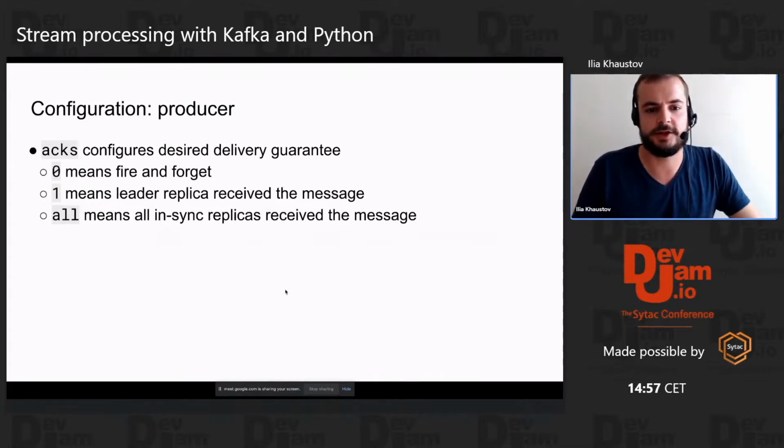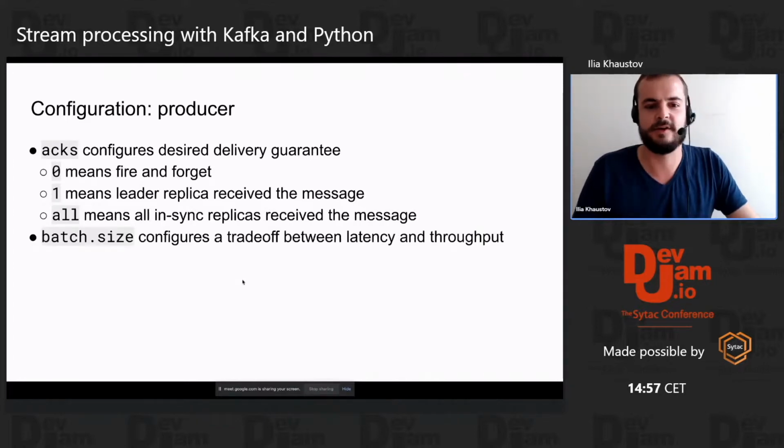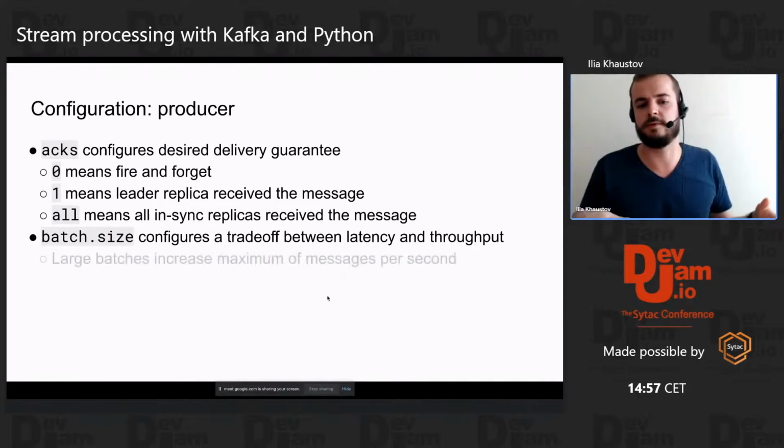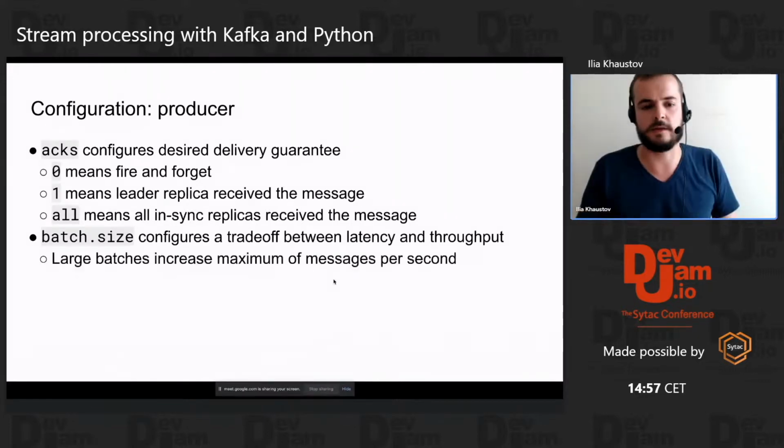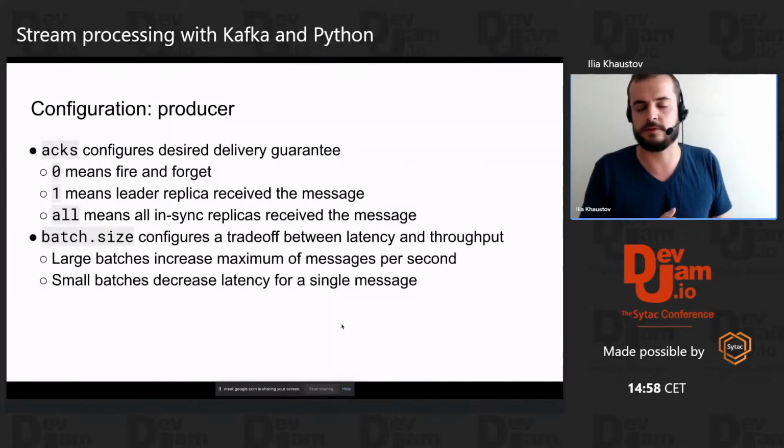Batch size. Batch size is an interesting parameter. It can help you if you have a very huge throughput. You can configure it to be bigger, and what it does is increase the maximum number of messages per second that you can process. But if you don't want that and you want very small latency for some reason, then you make it smaller. And in this case, one single message is serialized and deserialized faster. It can maybe help you.